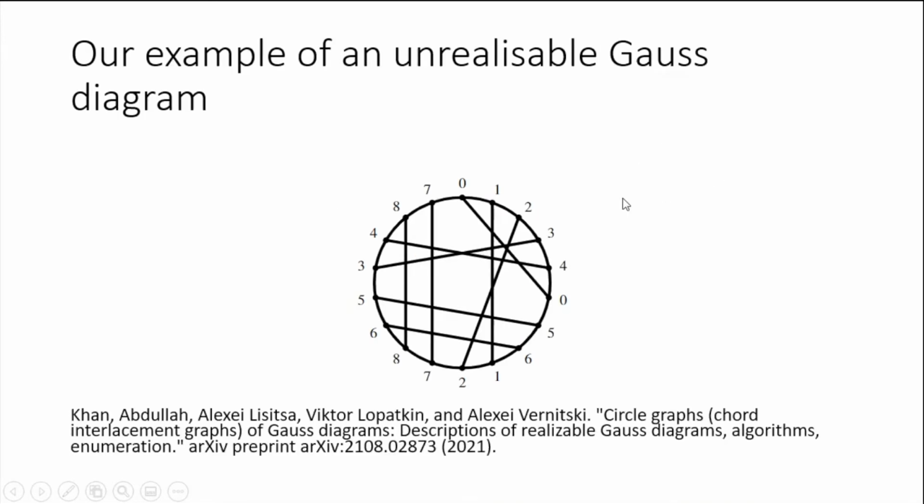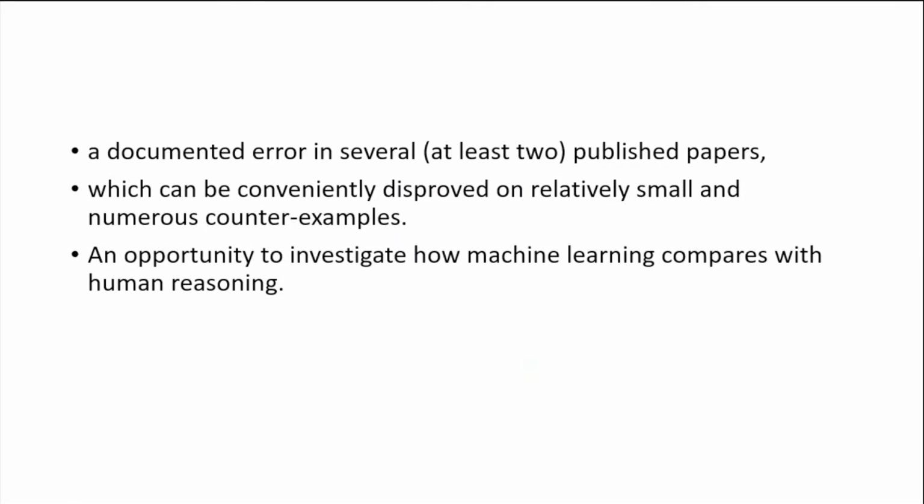And this is our first example. We produced many other examples, but this is our first and smallest example of size 9 of a Gauss diagram, which is not realizable, but which in some recent publications, according to their theorems, should be realizable. So we found this counterexample. We found also many other counterexamples of slightly larger sizes. And it was interesting from the point of view of mathematics, but on the other hand, we thought it is interesting from the point of view of machine learning.